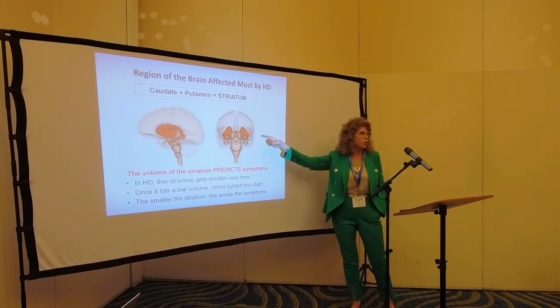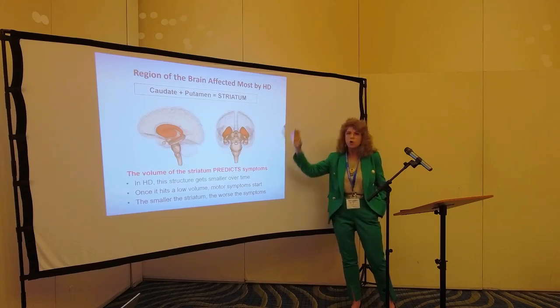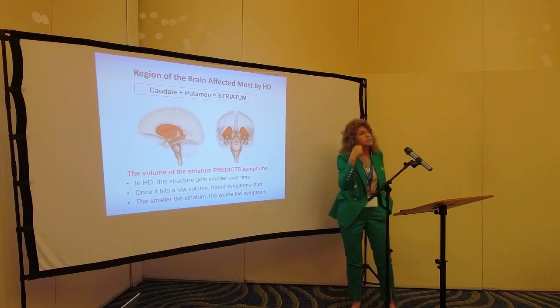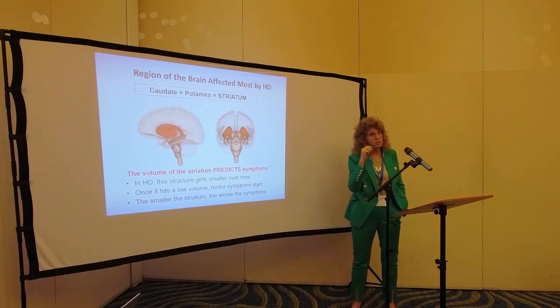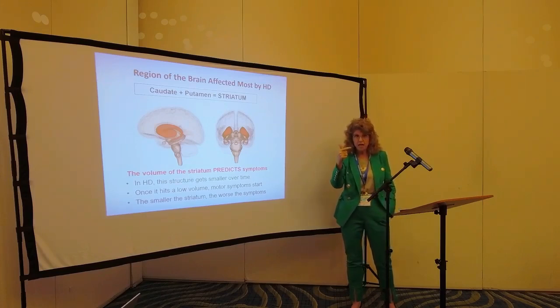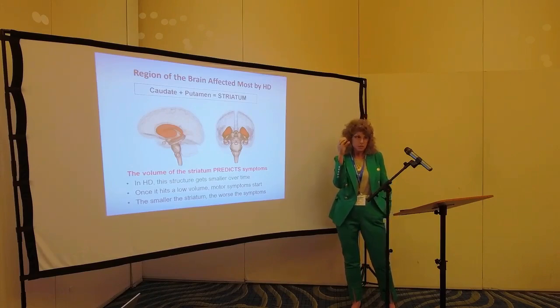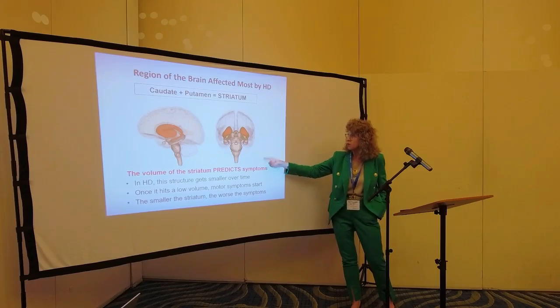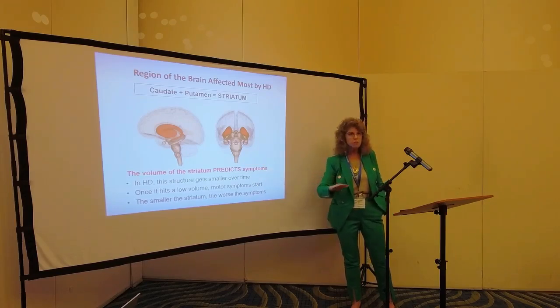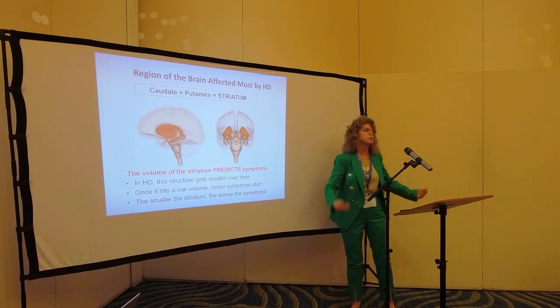So we know when this brain piece changes and when the volume gets lower. And by the way, how does the volume get lower? It's because brain cells are dying, right? That's called neurodegeneration, brain cell degeneration. When brain cells get sick, they die, and that's what leads to a decreased volume. So you see this volume get smaller and smaller. Once it hits a certain volume, that's when the motor symptoms start.